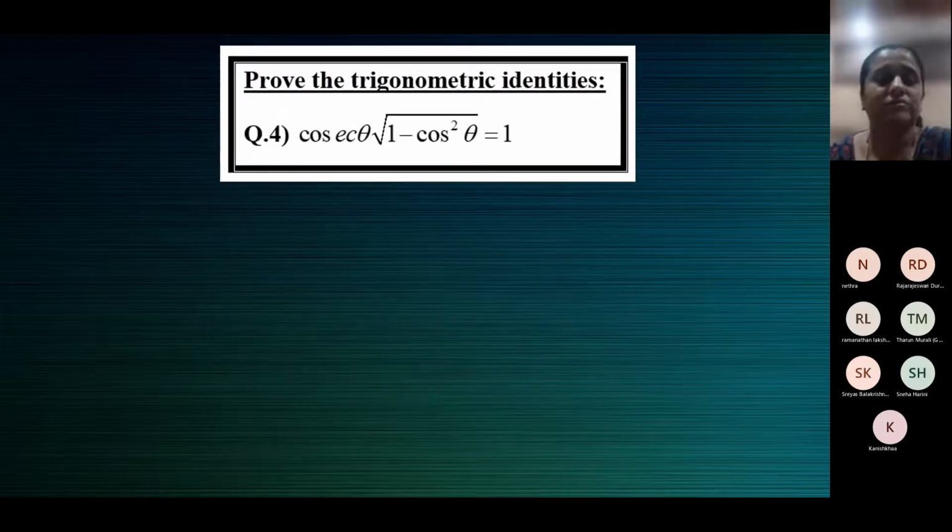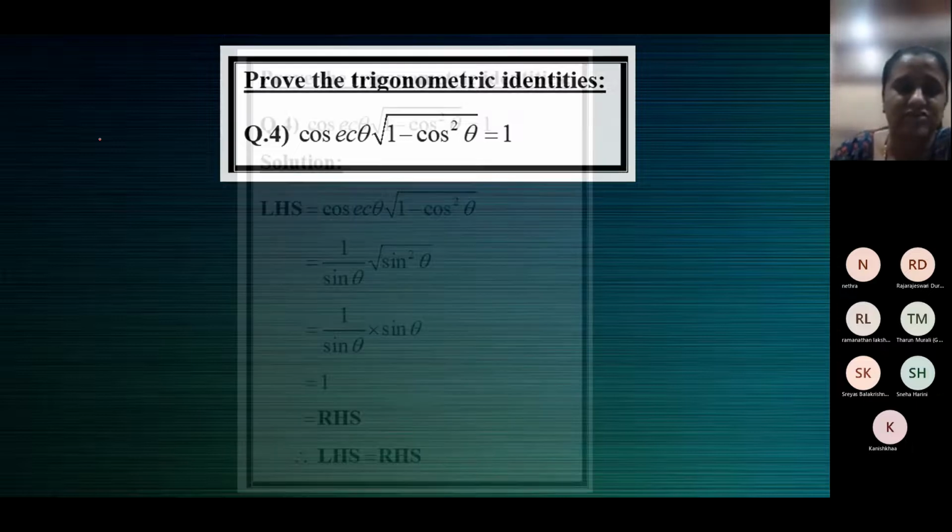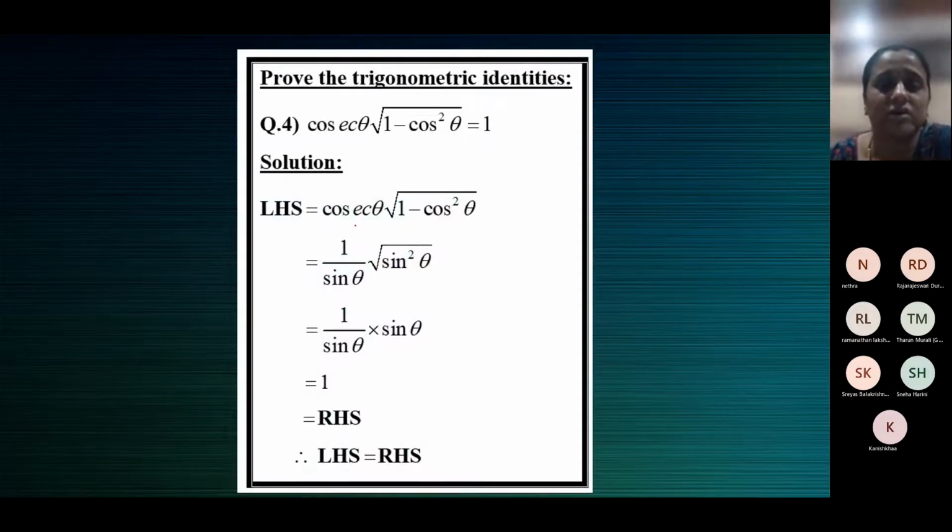This is the next one. We'll have to prove that cosecant theta into root of 1 minus cos square theta is equal to 1. I'll show you the answer slide straight away. So we have cosecant theta. This is the LHS, cosecant theta into root of 1 minus cos square theta. So you can write cosecant theta as 1 by sine theta.